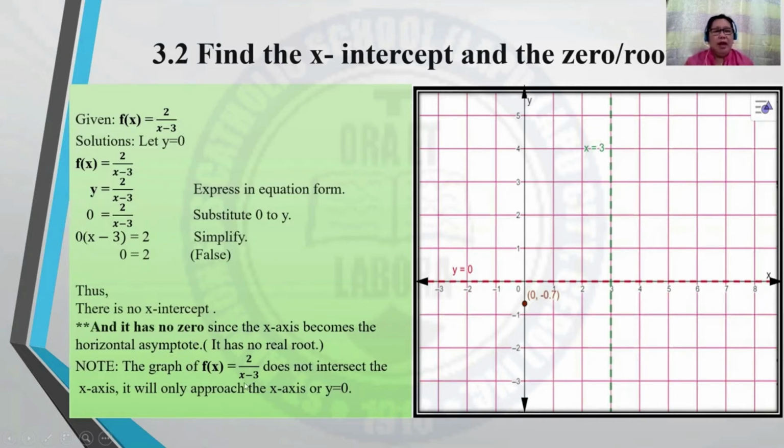Take note, the graph of f of x is equal to 2 over x minus 3 does not intersect the x-axis. It will only approach the x-axis or y is equal to 0. So here, the graph will not cross this because this is now our horizontal asymptote. That is why there is no x-intercept.